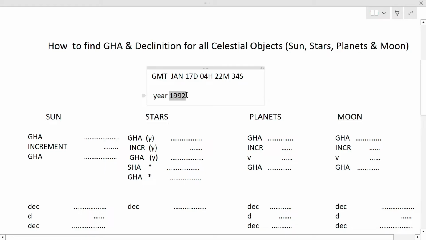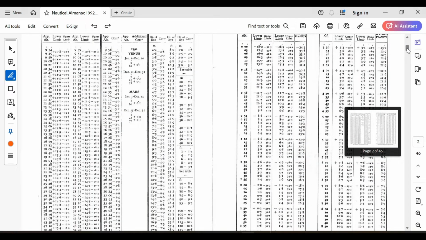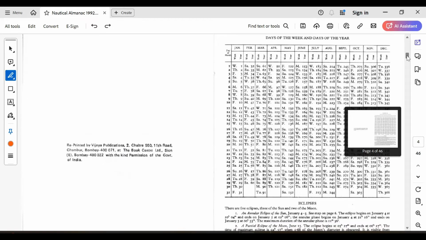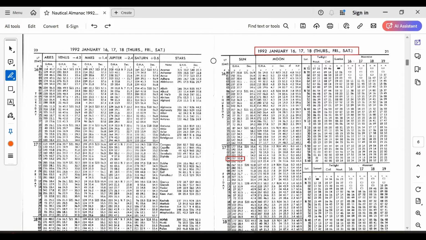To find GHA and declination, we have to go to the nautical almanac for the year 1992. Always remember that for each and every year there is a different nautical almanac. So this is the nautical almanac for 1992. These are the altitude corrections which we used in the previous video for finding true altitude. Now go further, and here this is the first month, January 1992.